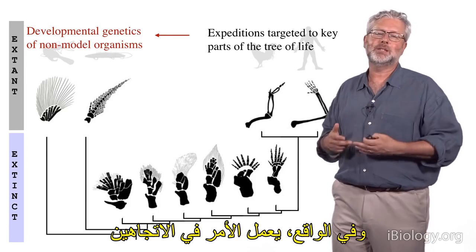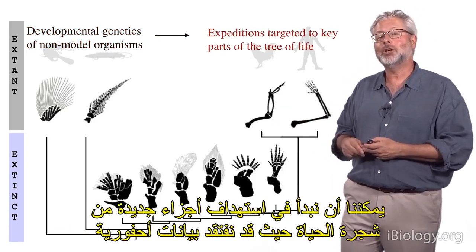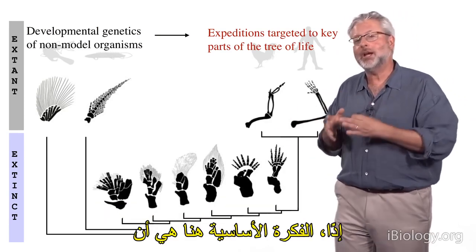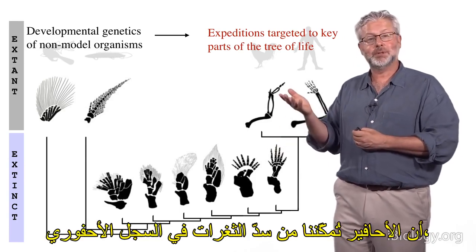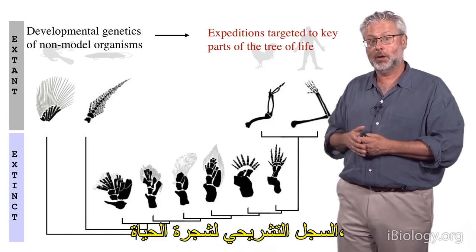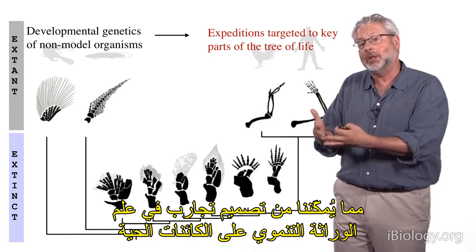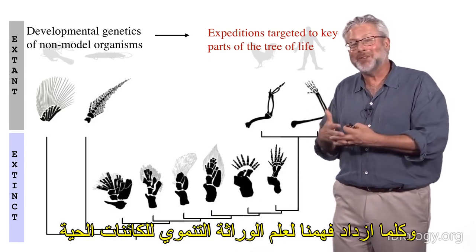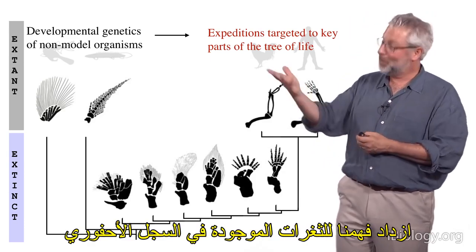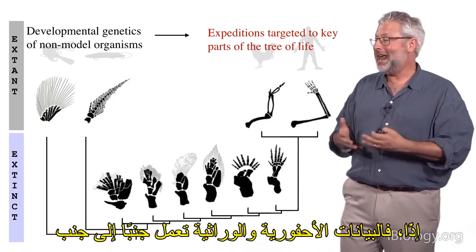And in fact, it works all ways. Once we have these experiments based on non-model organisms, we can begin to target new parts of the tree of life where we may be missing fossil data. So the central idea here is that fossils enable us to bridge gaps in the record, the anatomical record of the tree of life. That enables us to design experiments in developmental genetics on living creatures. And the more we understand about developmental genetics of living creatures, the more we understand about what gaps exist in the fossil record and where we need to lead the next expeditions. So really, the fossil and genetic data work hand in hand.